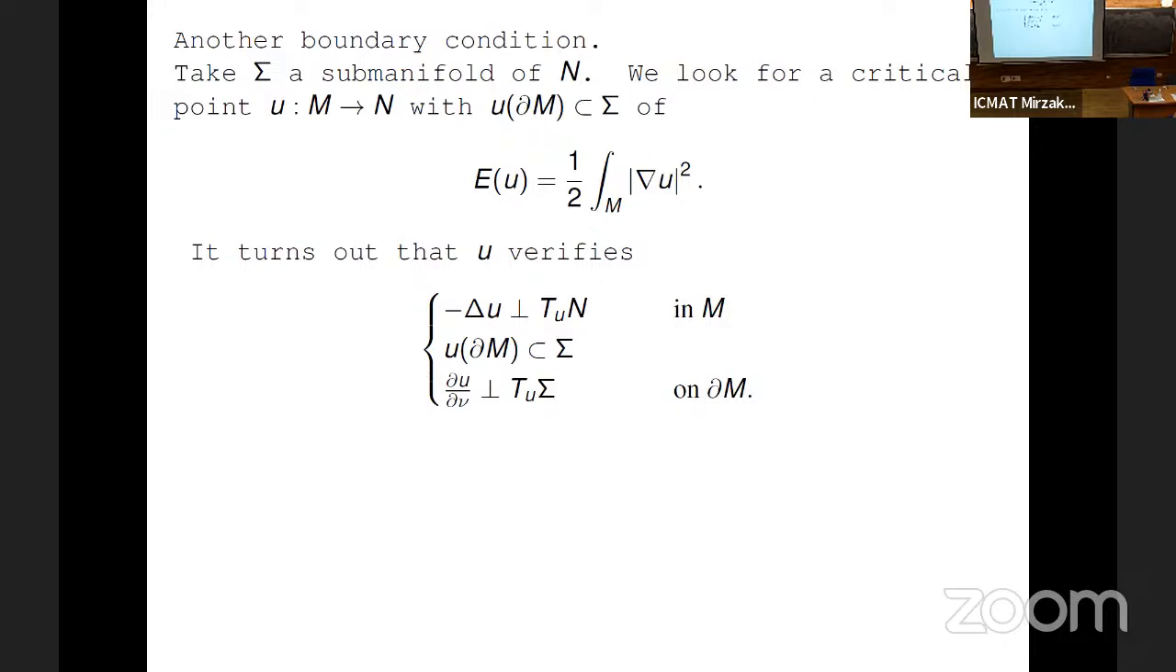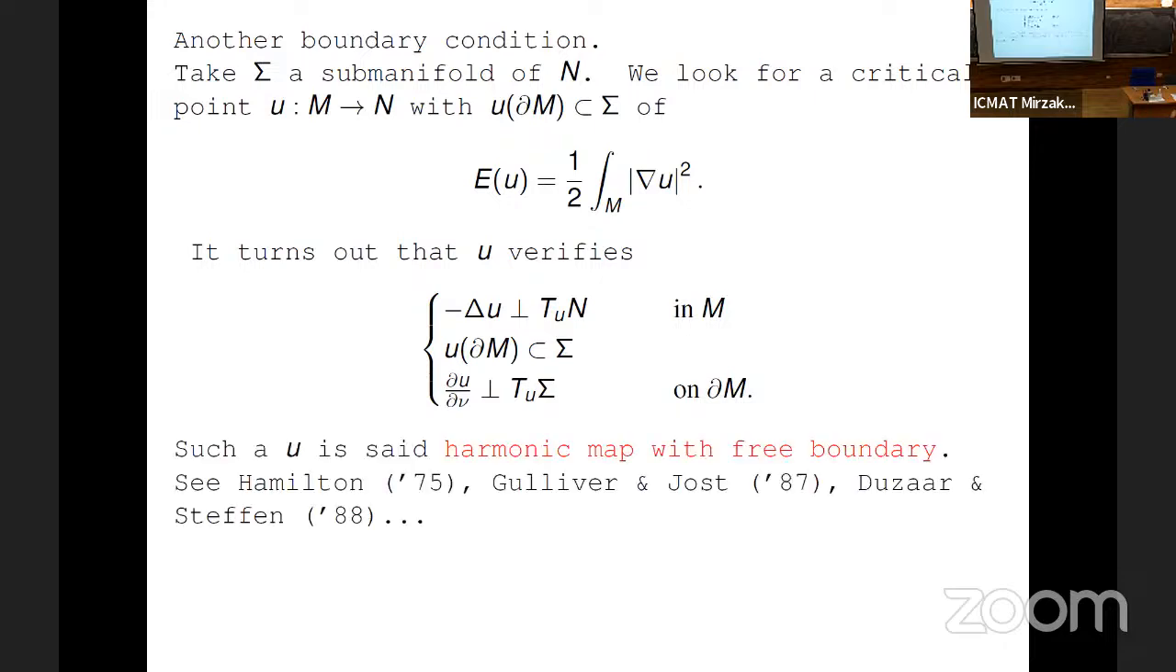So you still have your, say, nonlinear equation inside M. Then you have this strange boundary condition here. And then you have a Neumann boundary condition, that means a nonlinear Neumann boundary condition that tells you that the Neumann derivative is orthogonal to the tangent at u of the manifold Sigma. So these maps have a name. And these maps are called harmonic maps with free boundary.